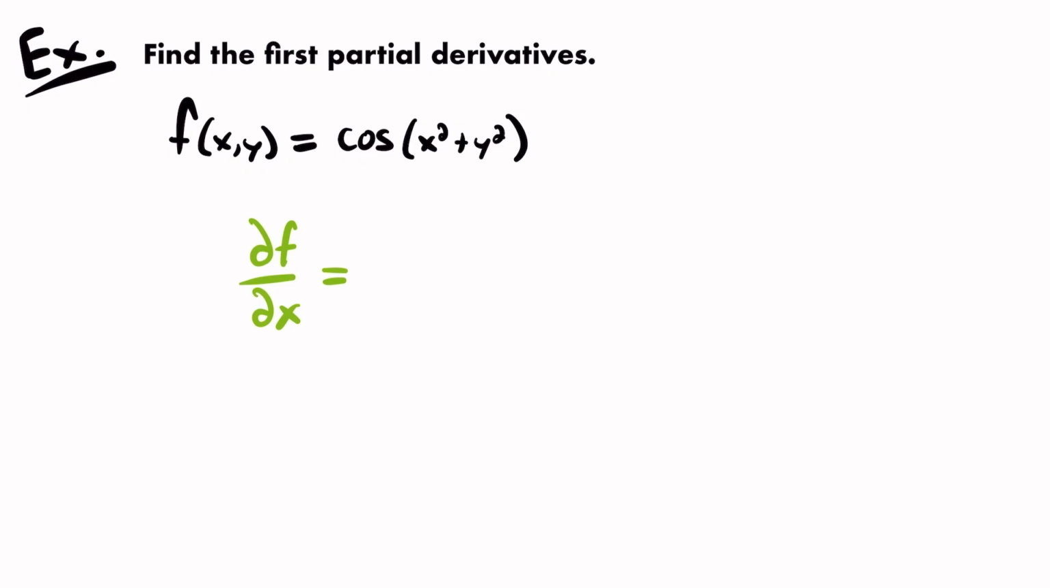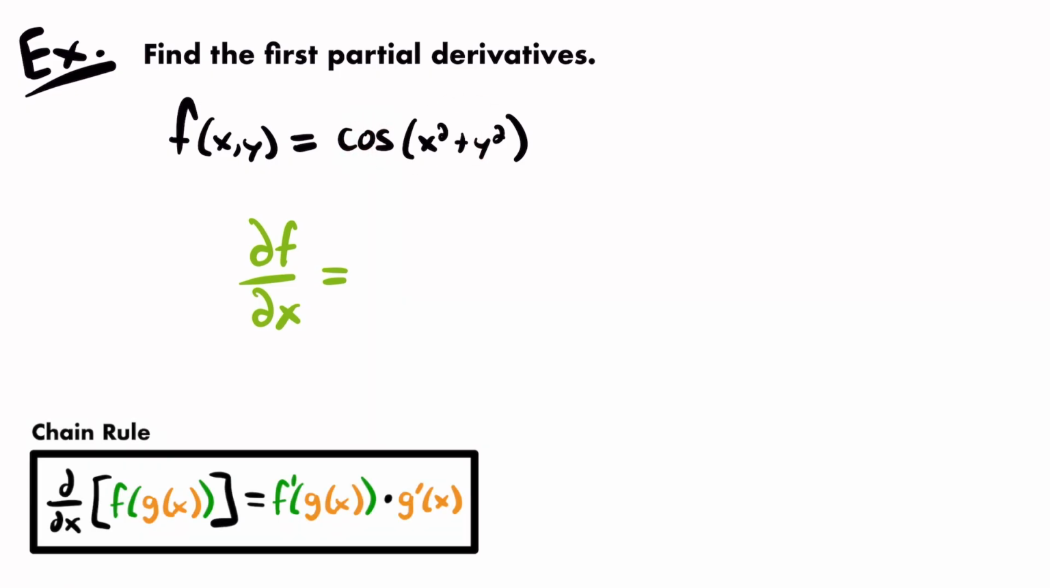All right, so we do have a composite function here, so we do need to use the chain rule. The outside function is cosine, and the inside function is x² plus y². So we'll start by taking the derivative of the outside function, keeping the same inside function, and the derivative of cosine is negative sine, so we get negative sine of x² plus y², and then we multiply by the derivative of the inside function, which with respect to x, you'll take the derivative of this x² using the power rule, but then for this y², that would just be a constant. So the derivative of that would be 0. We just need to take the derivative of x².